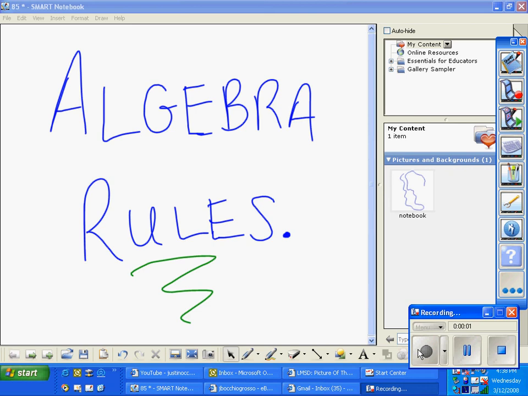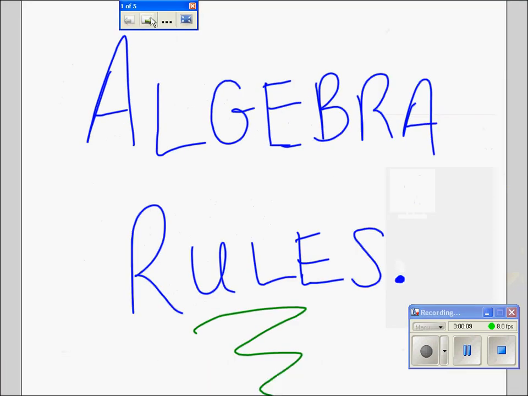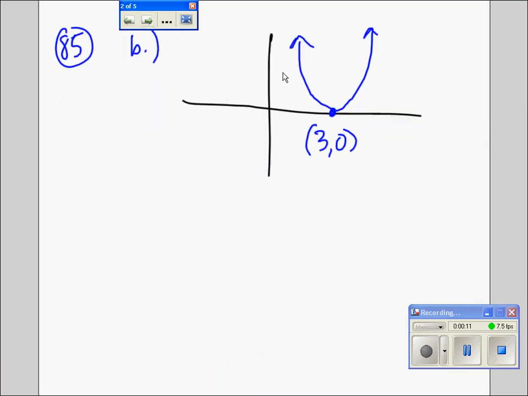Okay, we're going to solve problem number 85, two parts of it, and problem number 87. First one, 85b. It looks a little strange just because it hits the x-axis only once, but that's okay.